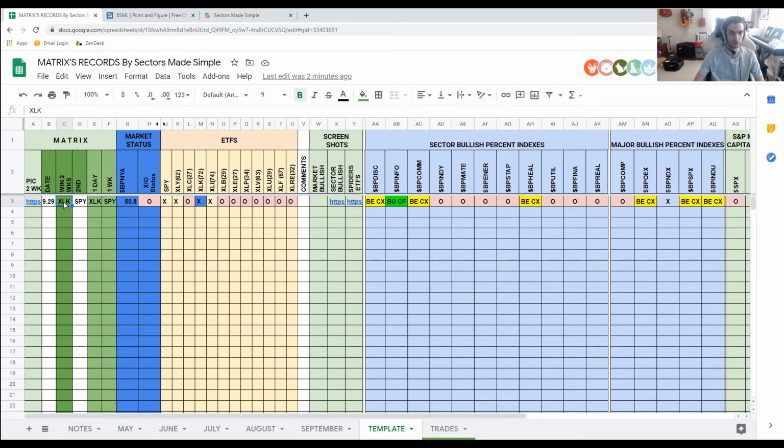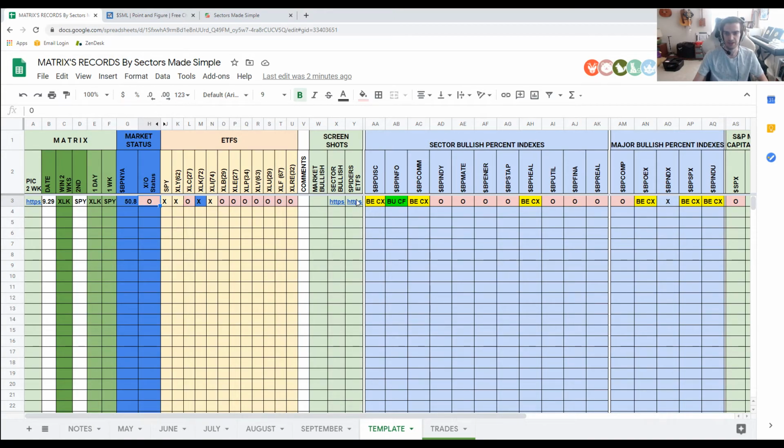That is where we get our 2-week winner and our second place, our 1-day winner, and our 1-week winner. We then take our atmosphere piece of Be a Profit, which is $BPNYA, the bullish percent of the entire New York Stock Exchange, which is at 50.8% in a column of O's, which is not a good sign.